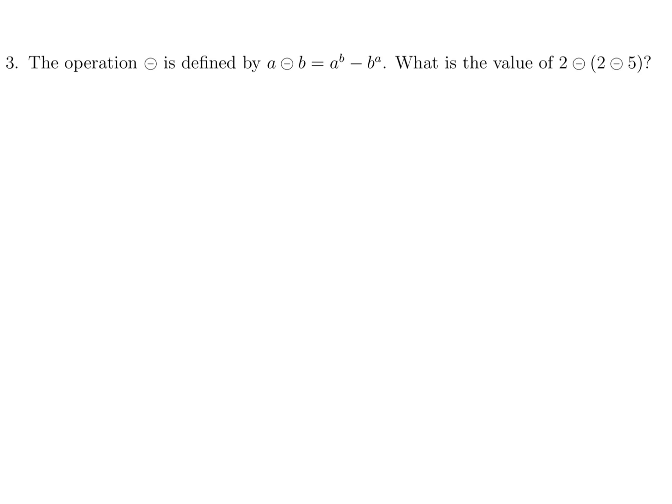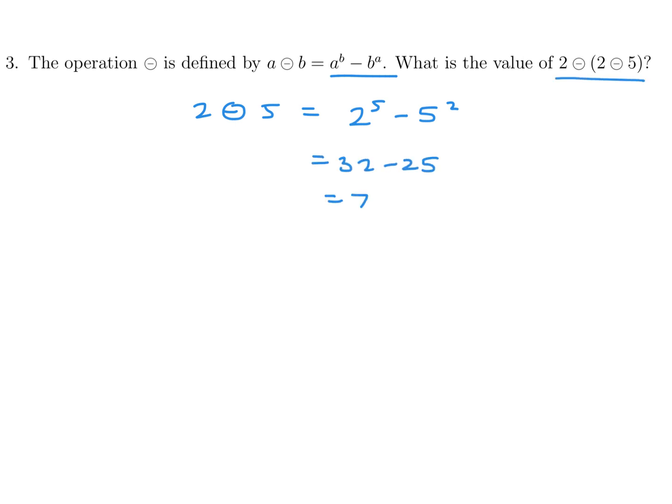The operation symbol is defined as a symbol b is a to the power of b minus b to the power of a. What is the value of 2 symbol 5? So let's do 2 symbol 5 first. According to this definition, it would be 2 to the power of 5 minus 5 to the power of 2, and that's 32 minus 25, which is 7.